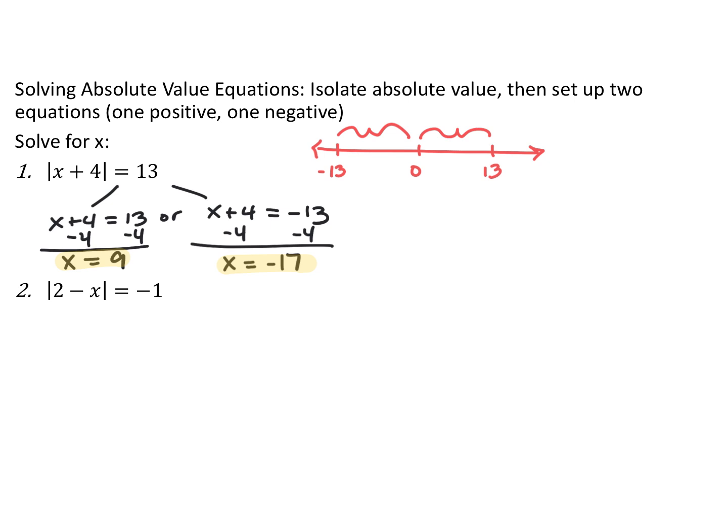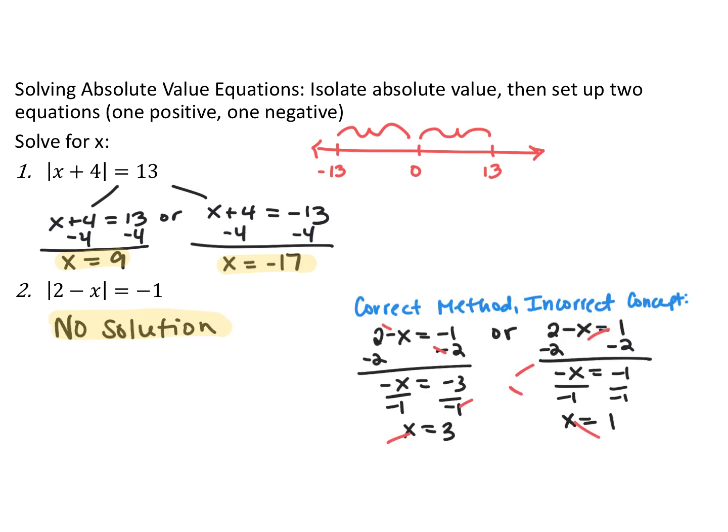Go ahead and pause the video and try this one. So the answer to this is no solution. Some of you may have gotten that right away. A lot of you may have done this, which is the correct method to solving an absolute value equation, just the incorrect concept a little bit. So you would have done exactly what we talked about up here, which is, okay, absolute value is already isolated.